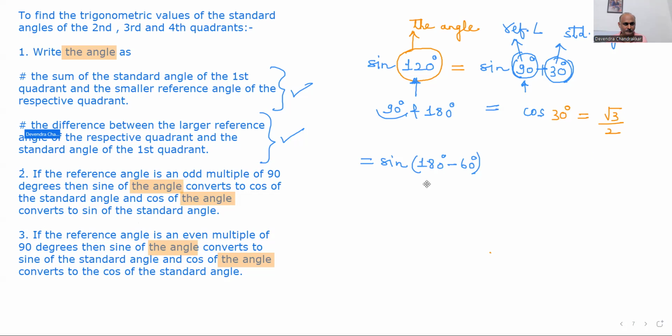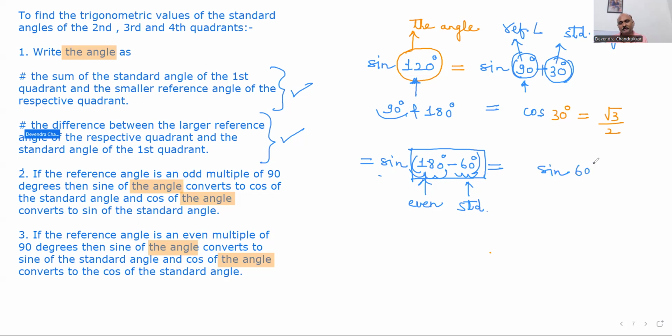So they say that if the reference angle is an even multiple of 90 degrees, then the sine of the angle converts to the sine of the standard angle, and the cos of the angle converts to the cos of the standard angle. So in this case, this is the reference angle. This is the standard angle, right? So now sine will convert to sine. This is the angle, right? 120 degrees. Sine of the angle converts to sine of the standard angle.